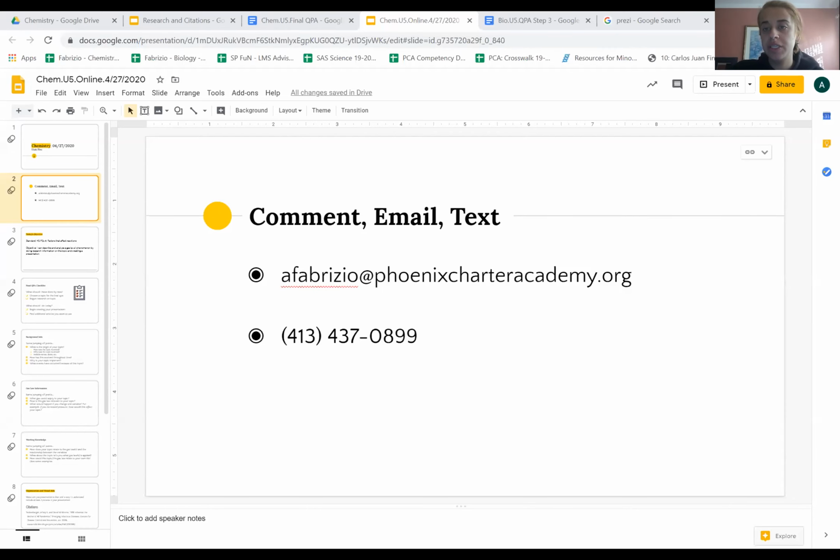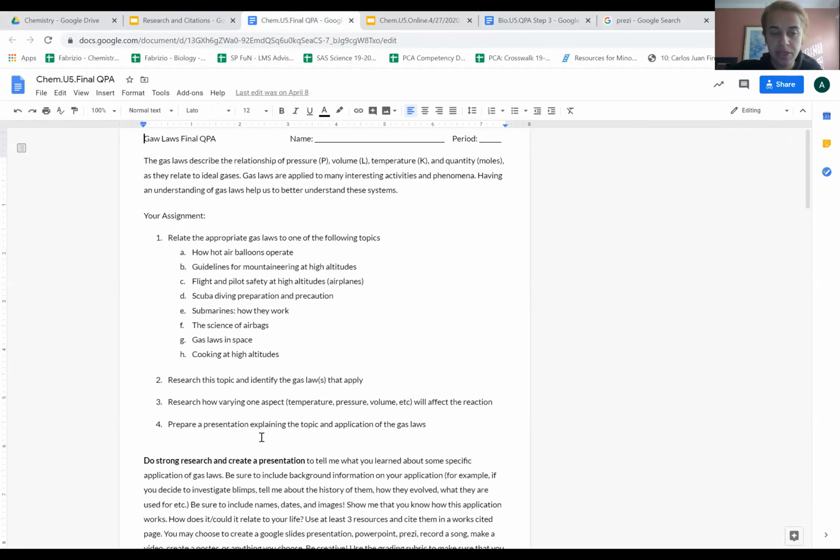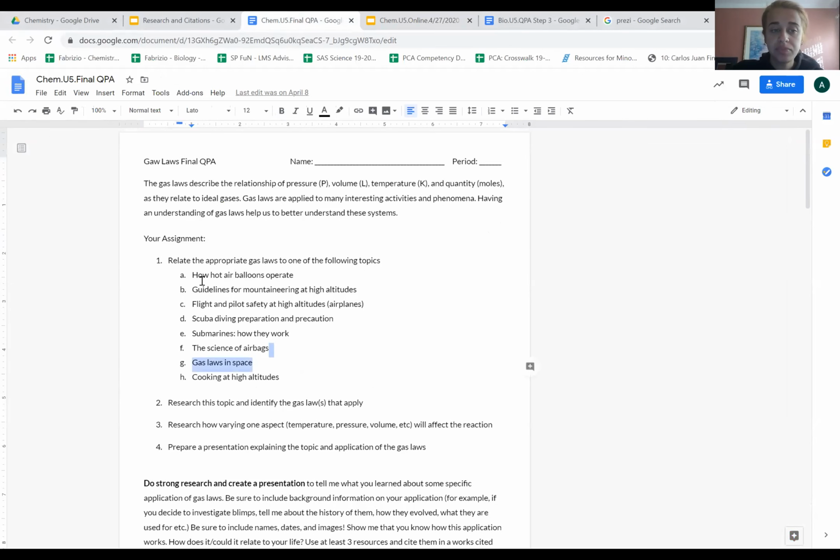We are going to be continuing to work on our QPA. If you guys need a little reminder, this is what your QPA looks like. You're choosing a specific, appropriate topic that relates to a gas law. You're researching the topic, identifying which gas laws apply to that topic, researching one varying aspect and how that'll affect the reaction in your topic, and preparing a presentation on that.